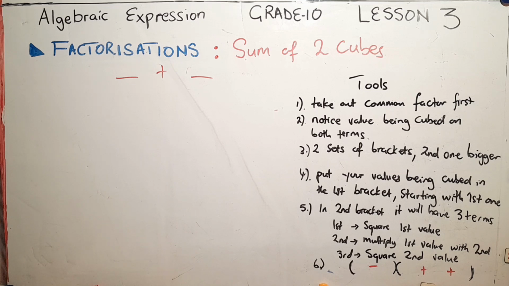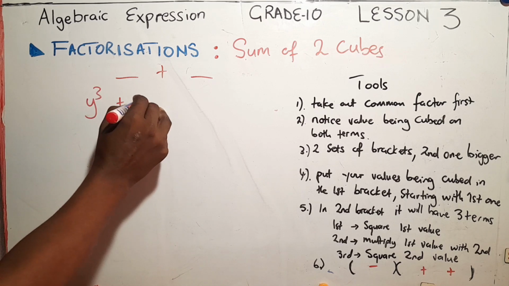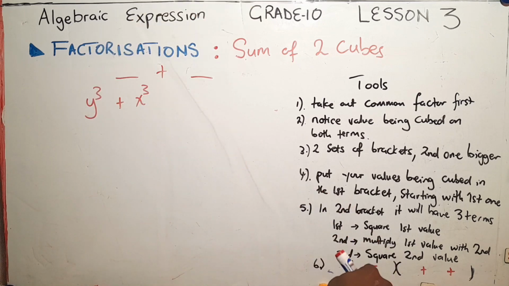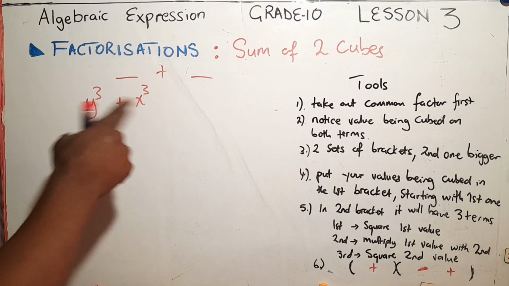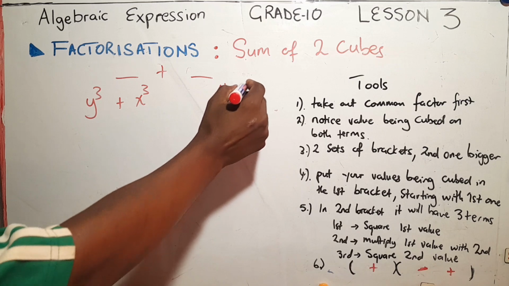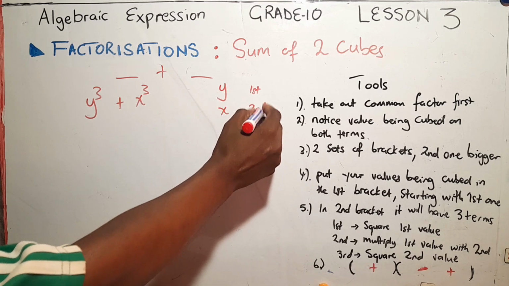Factorizing this is the same as the difference between two cubes. Suppose we're having y cubed plus x cubed. We are still going to follow these rules, but the only difference will be when we are dealing with our signs. That's the only difference, so this video won't be too long. So now how do we factorize this? I said firstly we check which values are multiplying to give us these. So here we saw that we are cubing y, so y will be our first value, and here we are cubing x, this will be our second value.